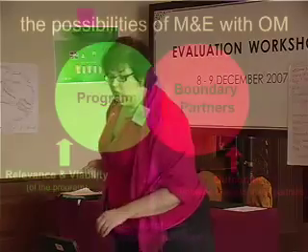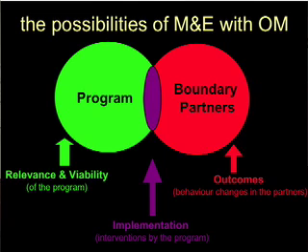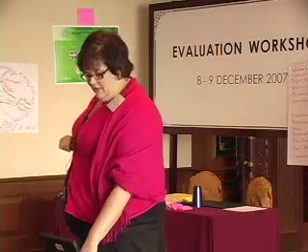With that being the view of evaluation, you can evaluate three different things with outcome mapping. This is what it can help you evaluate. The first, the green, is really about the program, its relevance and its viability. The red is about the partners and outcomes, those changes in behaviors that I mentioned before. And then the purple is really where those two overlap, and that's about implementation. So the strategies or interventions of the program. Those are the three areas that outcome mapping can help you evaluate.